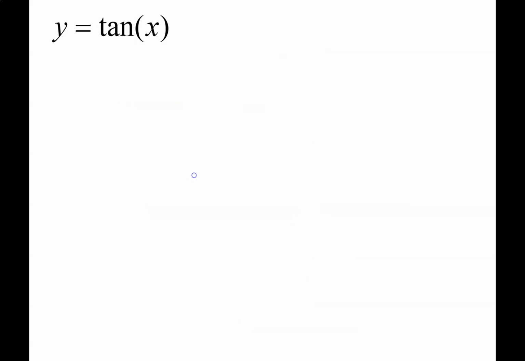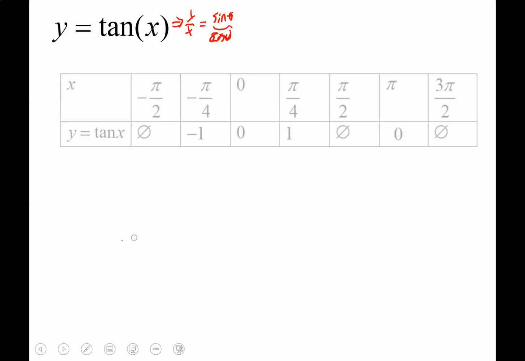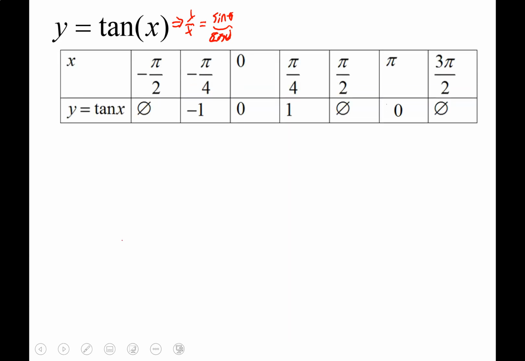Now the tangent's a little creepy. Remember, tangent is defined as your y over your x. You can get it that way, or you can take the values we got for the sine and divide them by the values of the cosine. You basically get a table that looks like this.